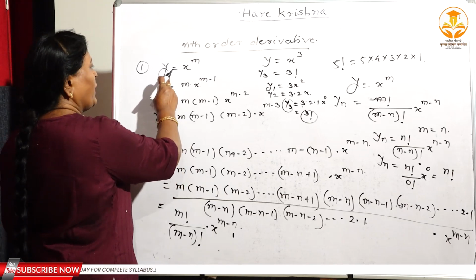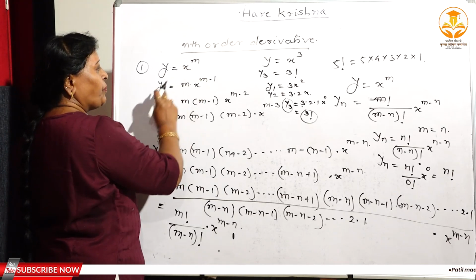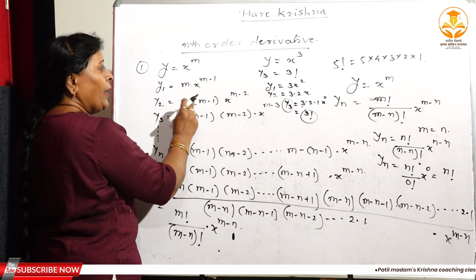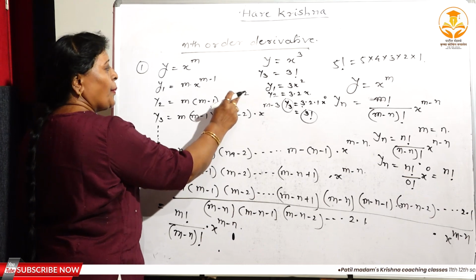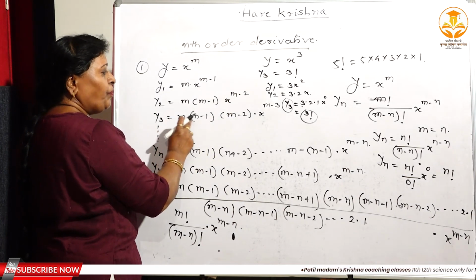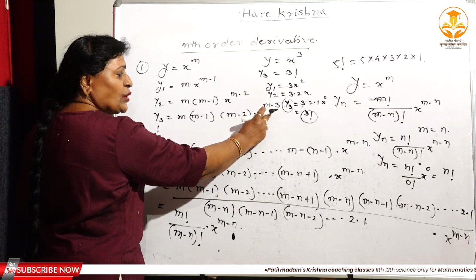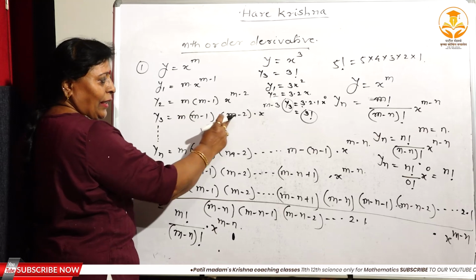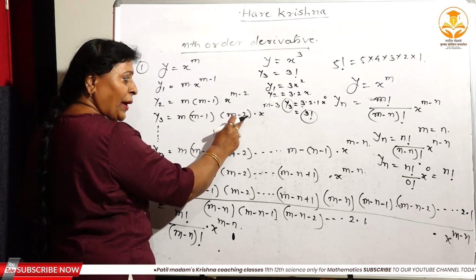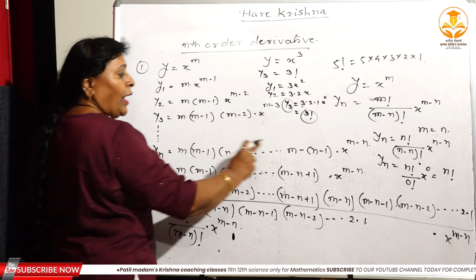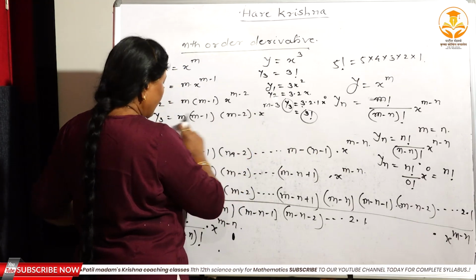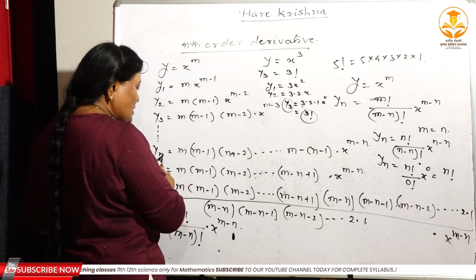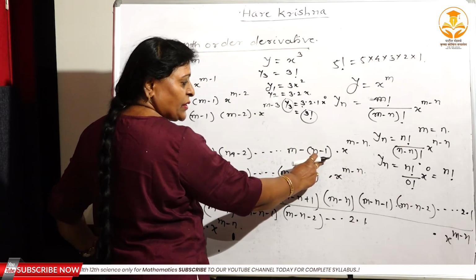So it is very, very important. If y is equal to x to the power m, then y1 is equal to m into x to the power m minus 1, y2 is equal to m into m minus 1, x to the power m minus 2, again y3 is equal to m into m minus 1 into m minus 2, x to the power m minus 3. In this way, yn you have got as, since this is y3, here you wrote m minus 2. Therefore, since this is yn, I have written n minus 1. Since this is the third order derivative, here we have got 2. Since this is the nth order derivative, we have got n minus 1, isn't it?